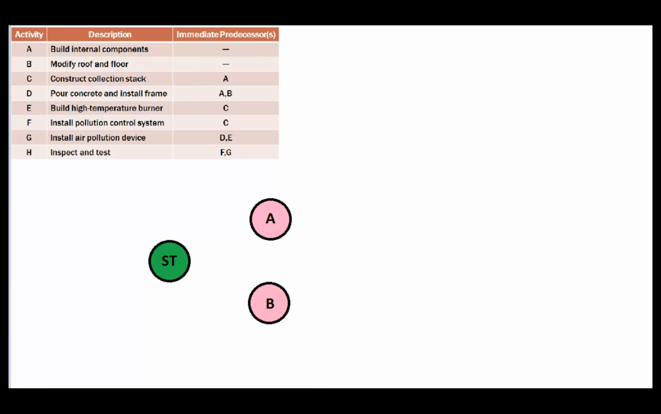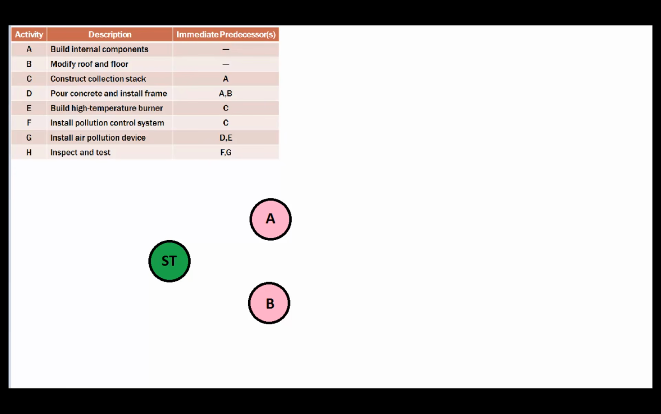So from our starting point, we are managers at the Milwaukee Paper Company that are in charge of this project. We could assign a team to building the internal components, and we could assign a team to modifying the roof and floor, and neither one of those activities depend on some previous activity. So let's go ahead and look at activity C.